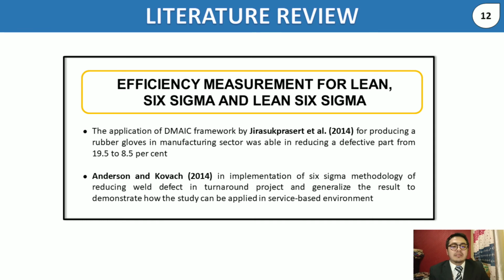The last subtopic is about the efficiency measurement for Lean Six Sigma. The application of the DMAIC framework by Jirasuk Prasad in 2014 for producing rubber gloves in the manufacturing sector was able to reduce defective parts from 19.5% to 8.5%. Next, a study by Anderson and Kovac in 2014 implemented the Six Sigma methodology to reduce web defects in a turnaround project and generalized the result to demonstrate how the study can be applied in a service-based environment.